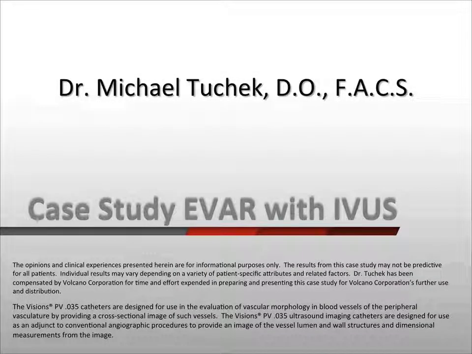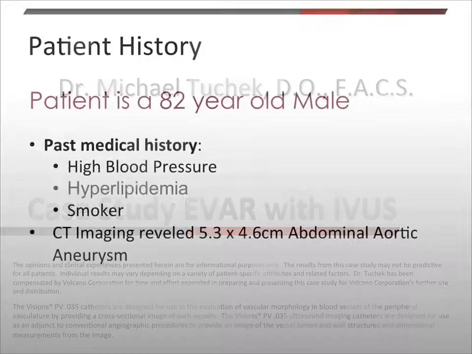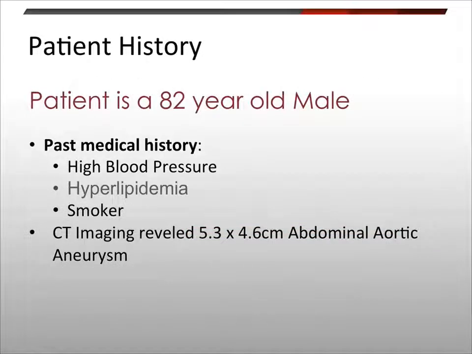I'm going to show you a case of an abdominal aortic aneurysm that I placed an endovascular stent graft using the Volcano intravascular ultrasound. On slide 2 you can see this is an 82-year-old male who had a past medical history of high blood pressure, hyperlipidemia, and he was a smoker. The CAT scan showed a 5.3 by 4.6 abdominal aortic aneurysm.